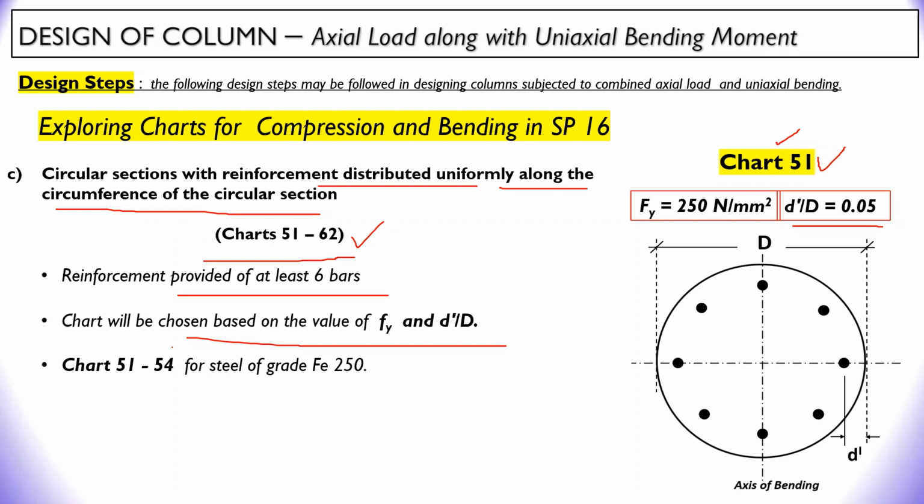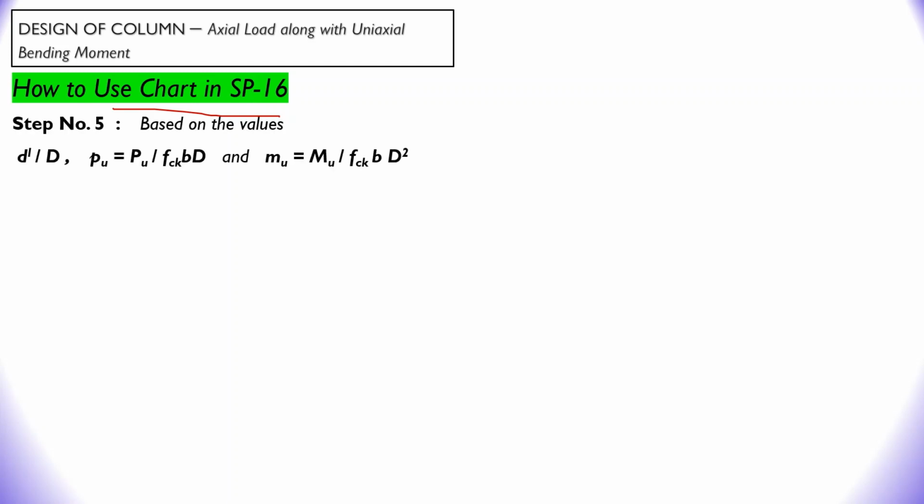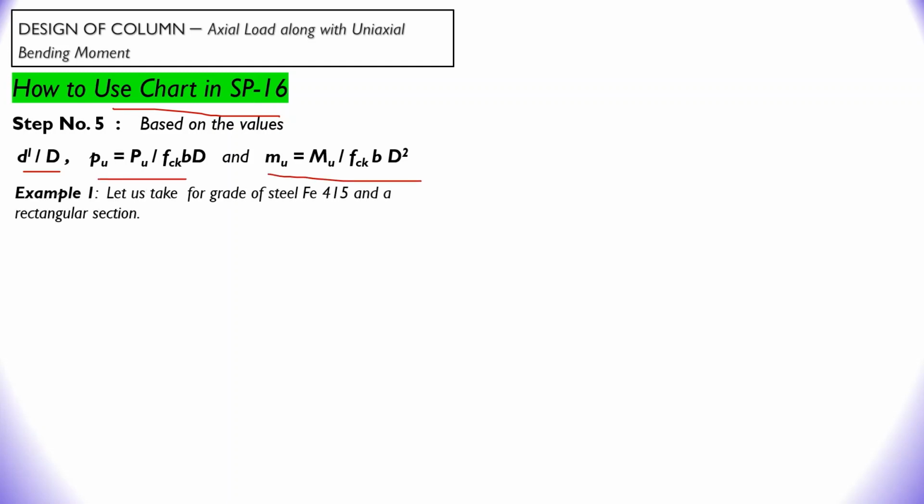Charts 51 to 54 are applicable for Fe250 type of steel. And charts 55 to 62 are applicable for higher grades. Now, a very important part of today's lecture is how to use these charts which are available in SP16. First of all, we have to calculate the D dash by D ratio, then Pu, then Mu, as we have discussed earlier.